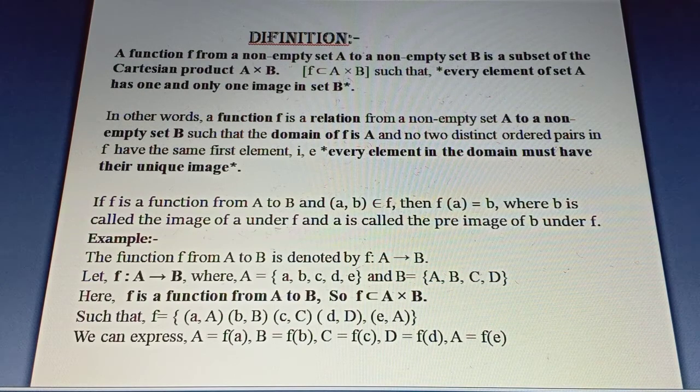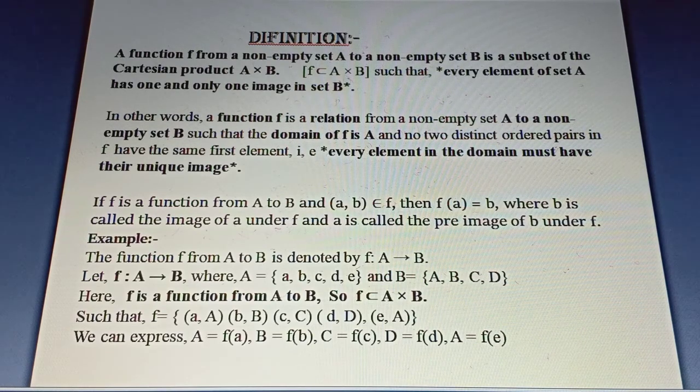A function f is a relation from a non-empty set A to a non-empty set B, such that the domain of f is A, and no two distinct ordered pairs in f have the same first element. So students, the last line I am repeating again: every element in the domain must have its unique image. Here is some example given.